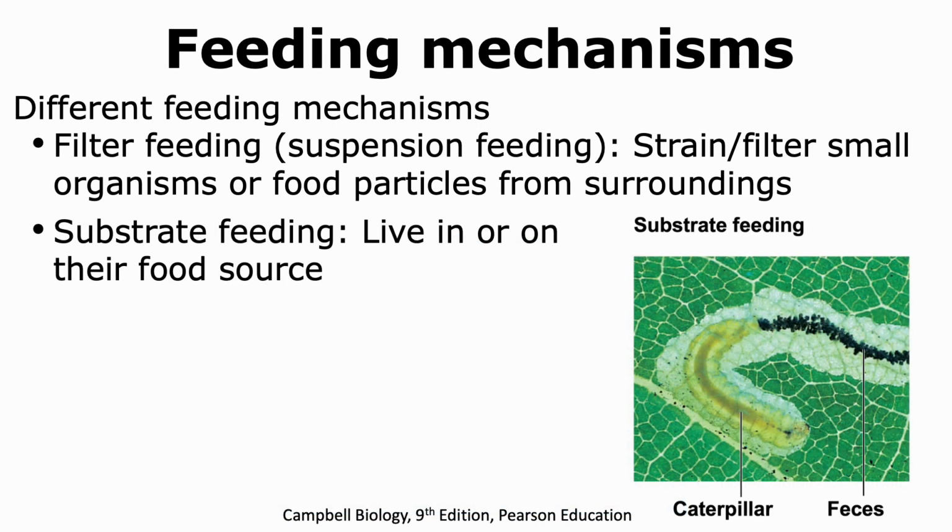Another type of feeding mechanism is substrate feeding. This is where the organism will live in or on their food source. A perfect example are the worms that are present in fruits. They tend to reside in those and are able to obtain nutrition from them as well.